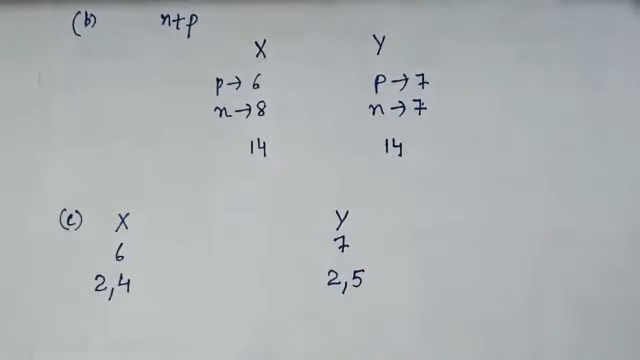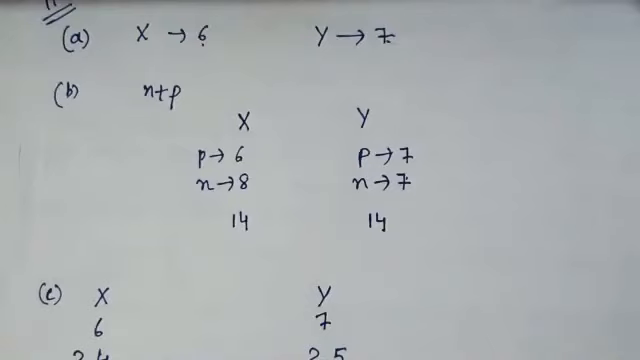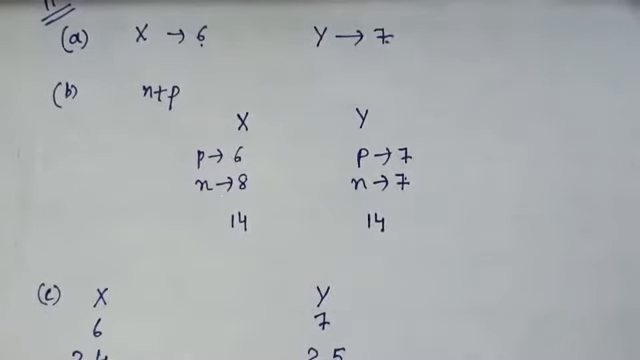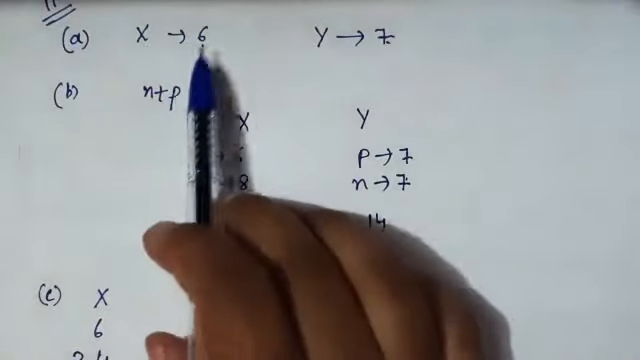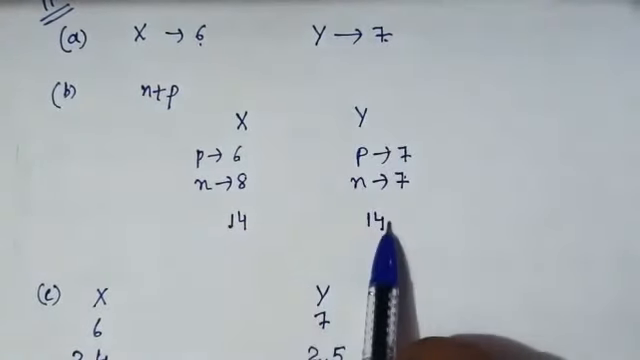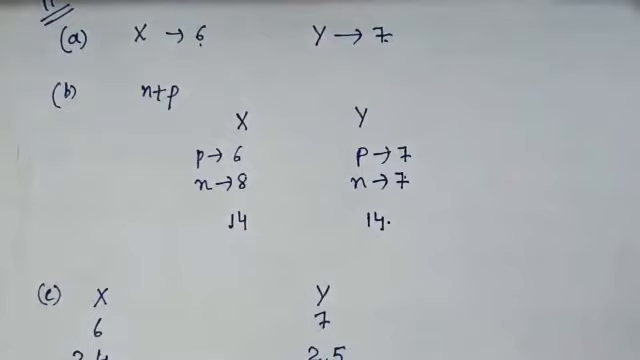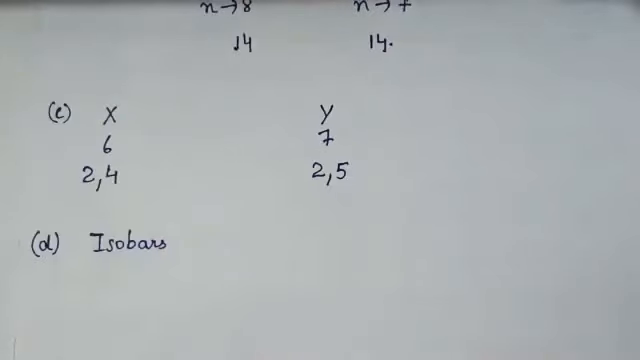Clear, students? D part is, what name is given to such a pair of elements X and Y? So students, when you see the elements X and Y, the atomic number is different, but the mass number is the same. So the answer is isobars. These are a pair of isobars. Atomic number different, but mass number is same. So the answer is isobars.